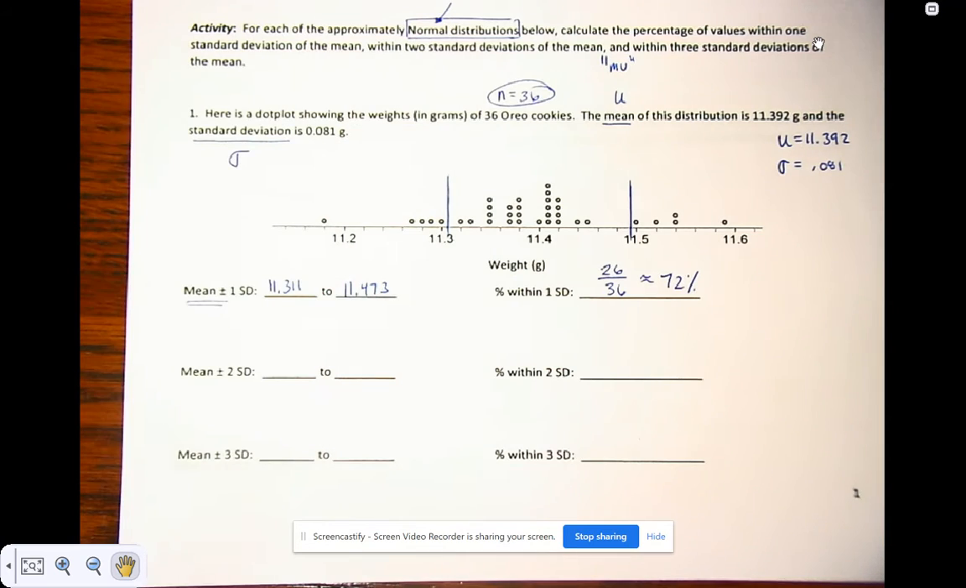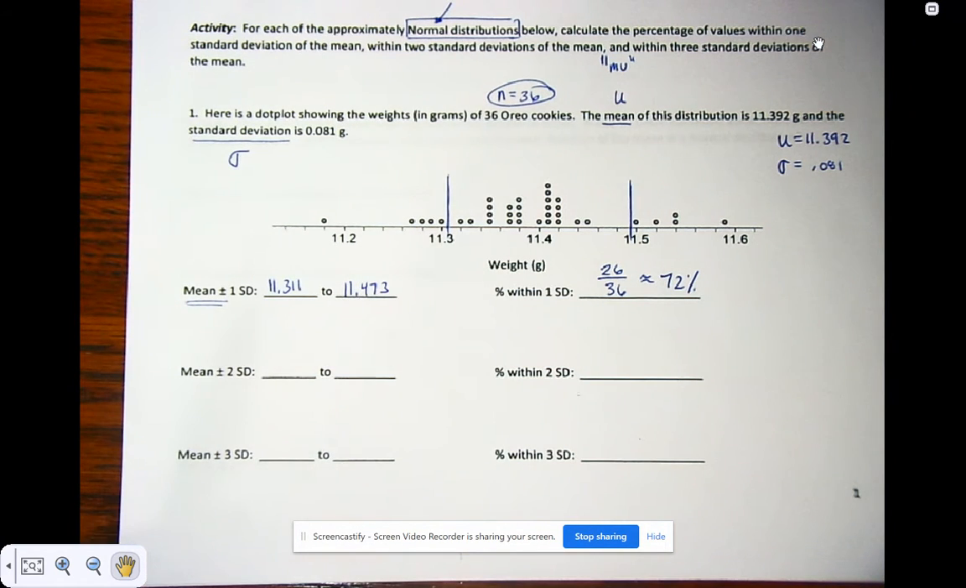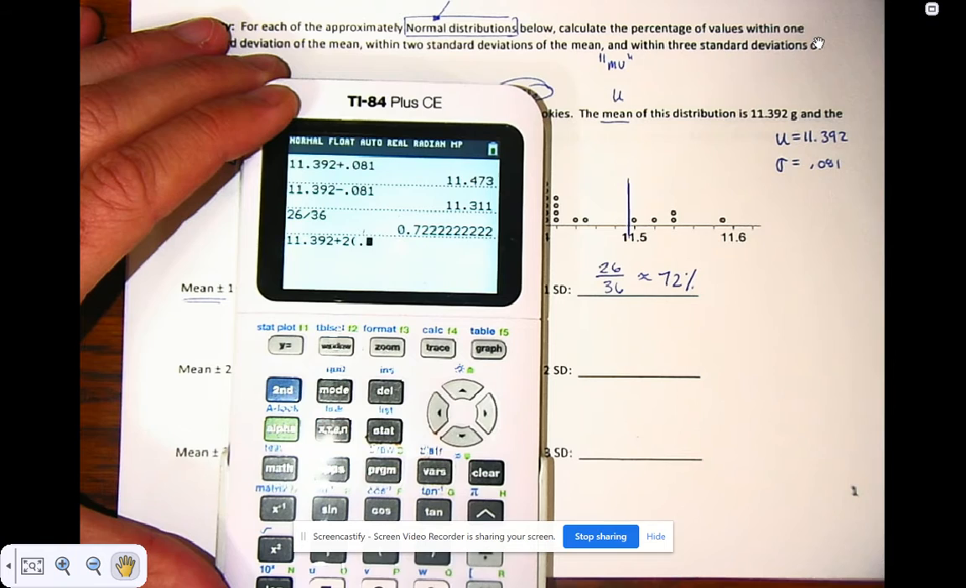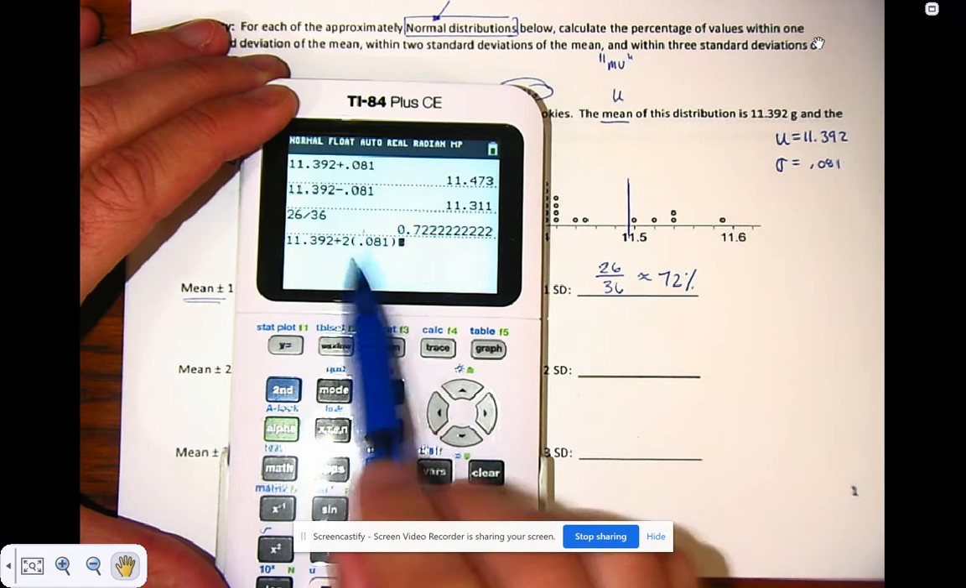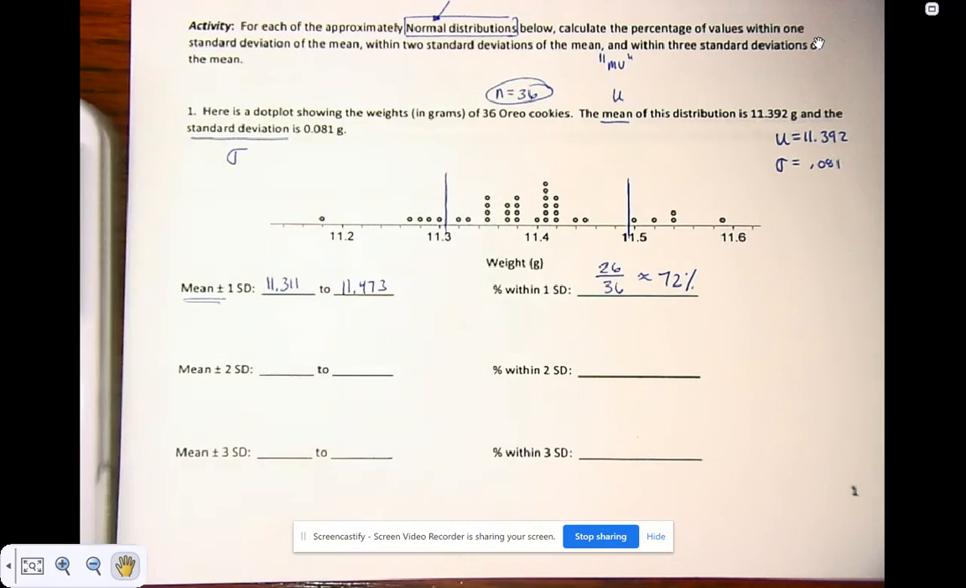All right, so let's do the same thing, and let's do 2 standard deviations. If I take 11.392 and add 2 standard deviations, so 2 times 0.081, or plus 0.081 plus 0.081, either way works, we get 11.554.